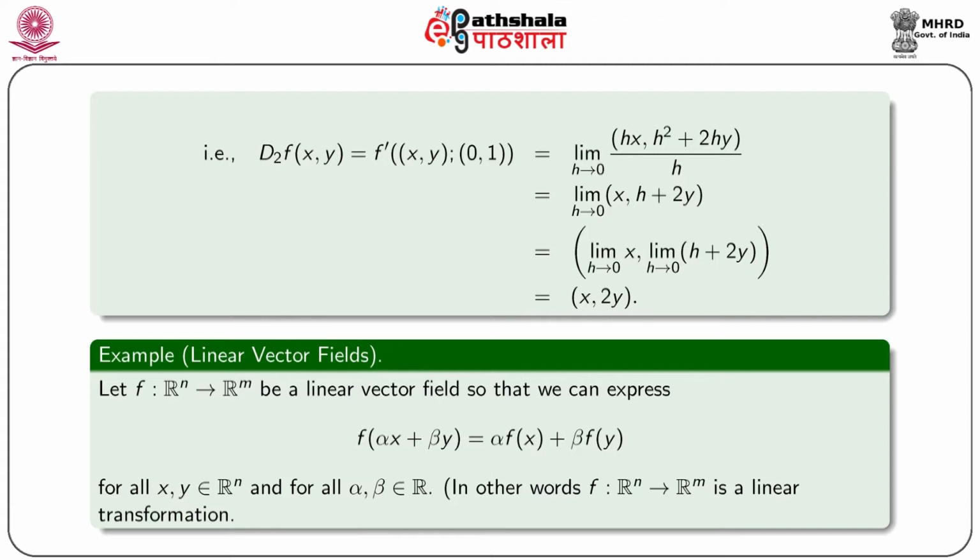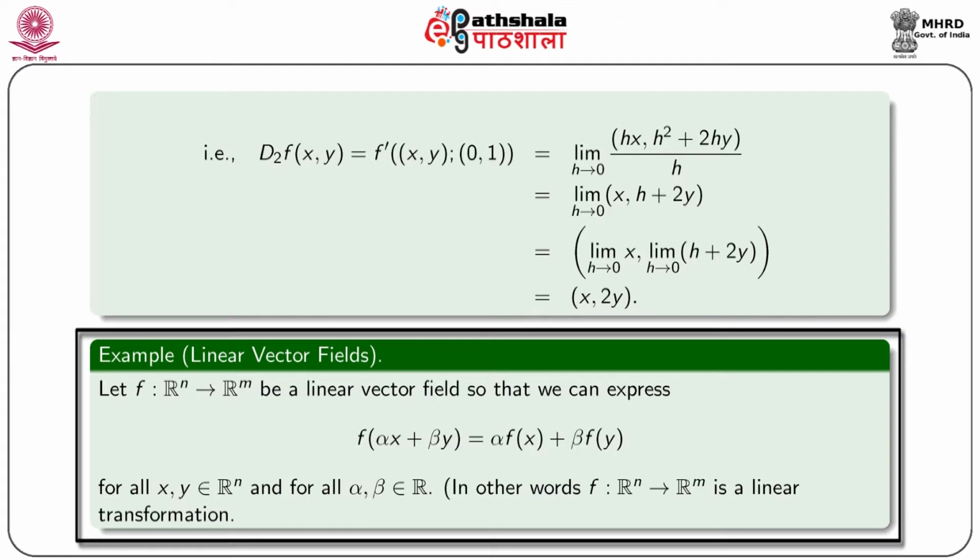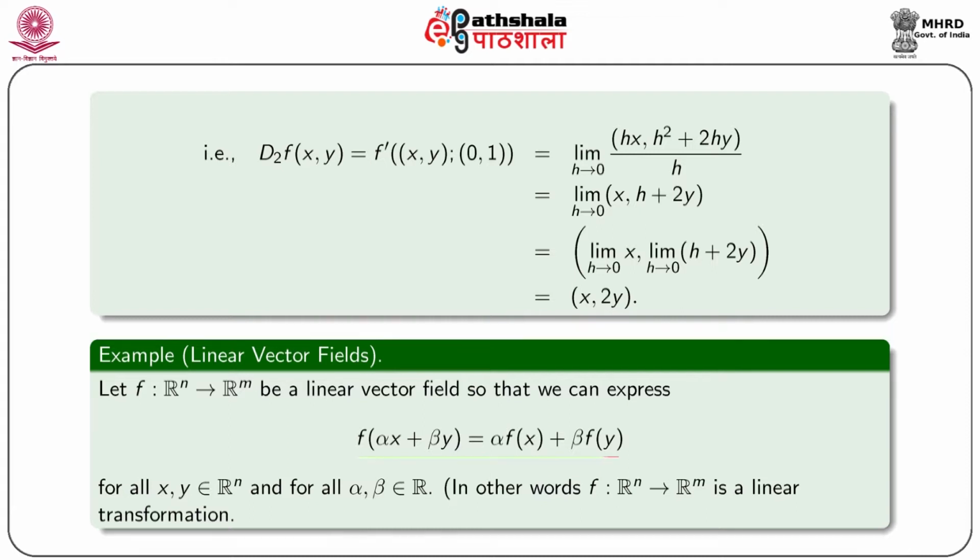Next example. Here we consider linear vector fields. Let f from Rn to Rm be a linear vector field so that we can express f of alpha x plus beta y equal to alpha fx plus beta fy for every x, y in Rn and for every real values of alpha and beta. That is, in other words, f is a linear transformation from Rn to Rm.